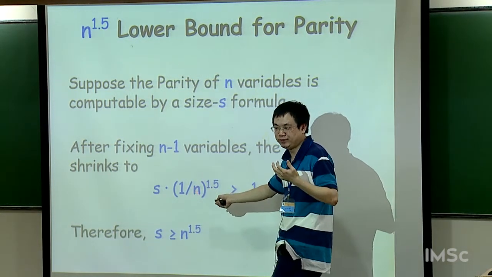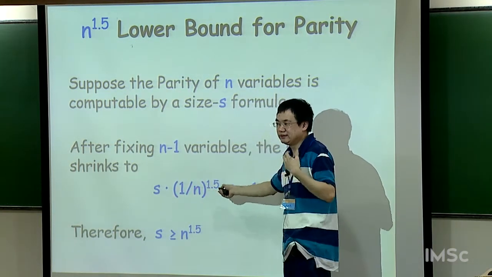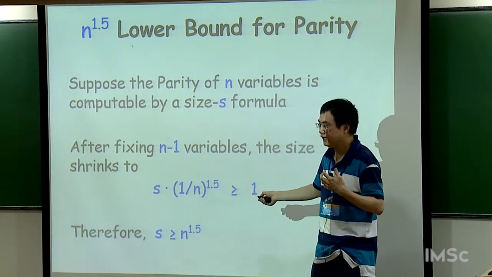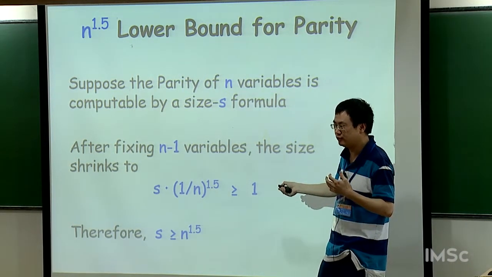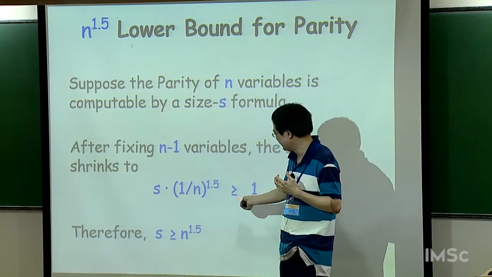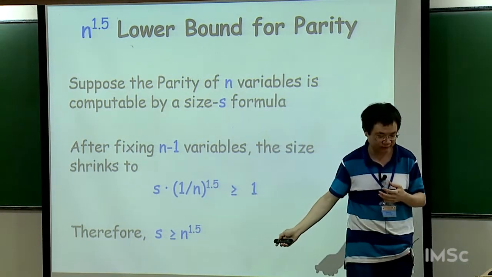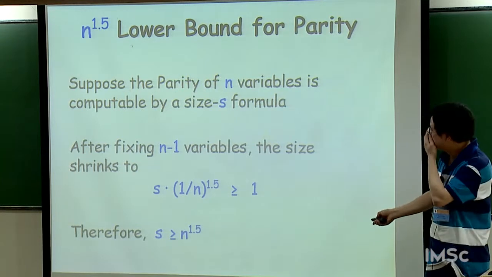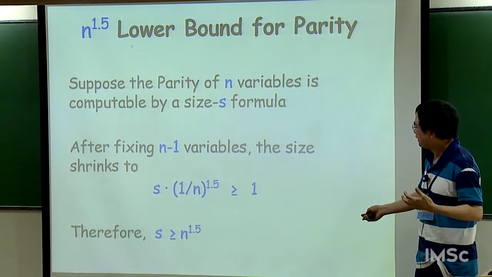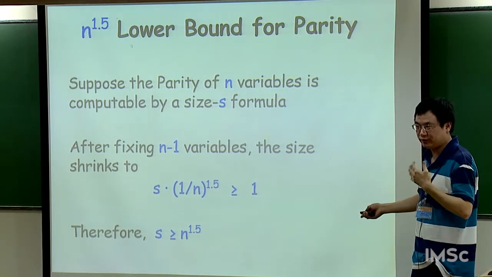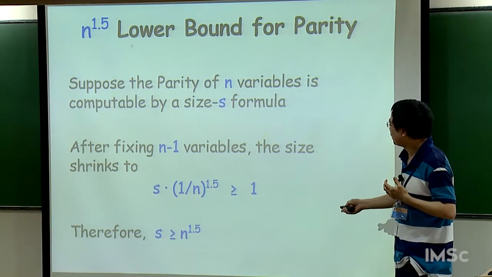So my fraction p here is 1 over n. Now, since this formula computes parity, it must depend on the remaining variable, so it has size at least 1. That directly gives that size s is larger than n to the 1.5. So this is the lower bound proved based on the shrinkage property.